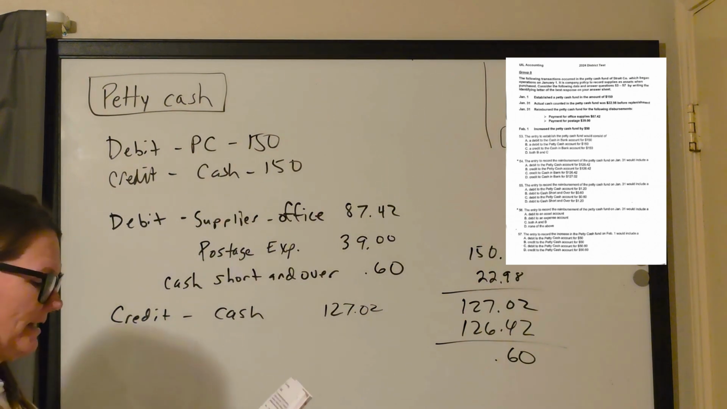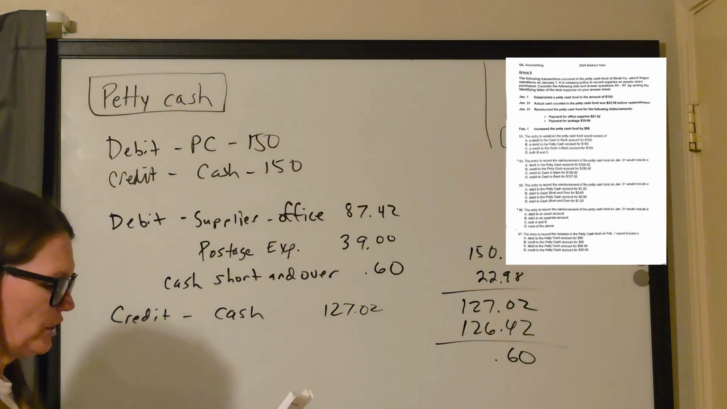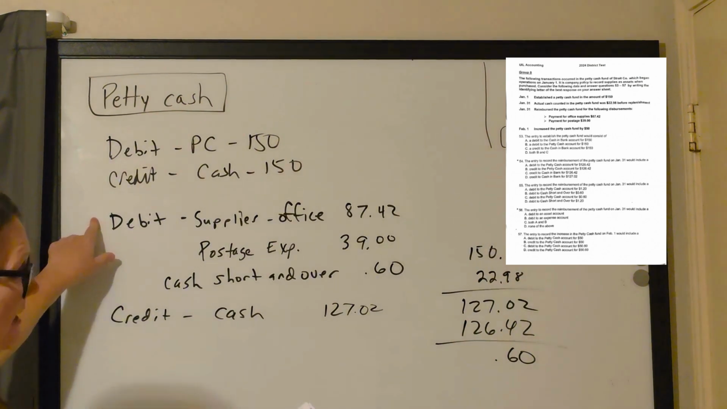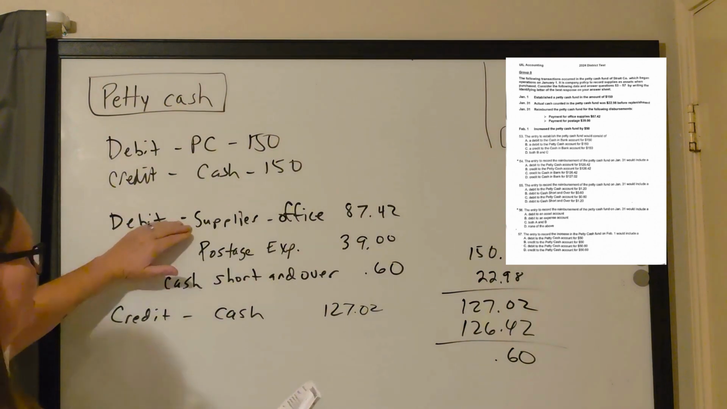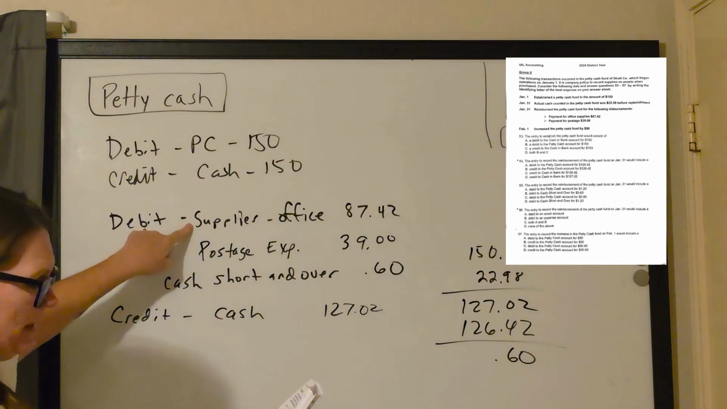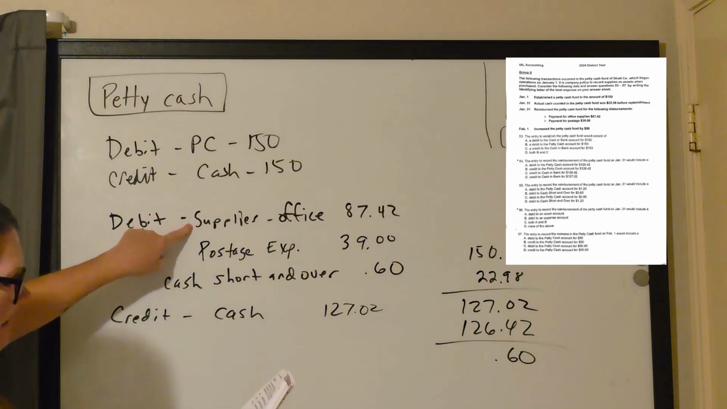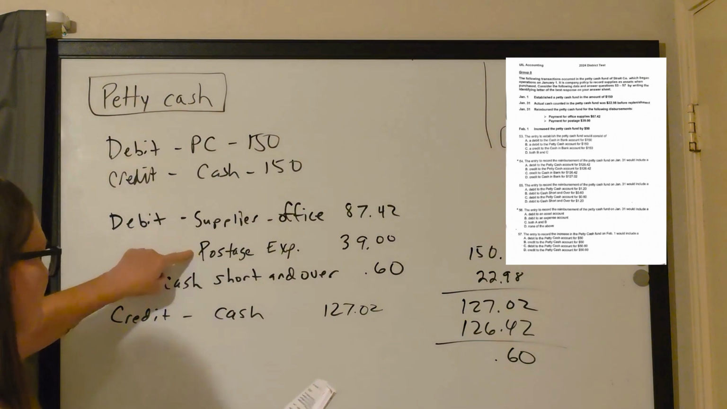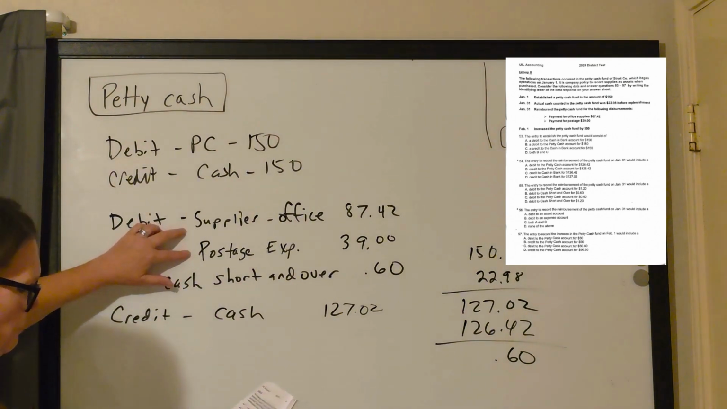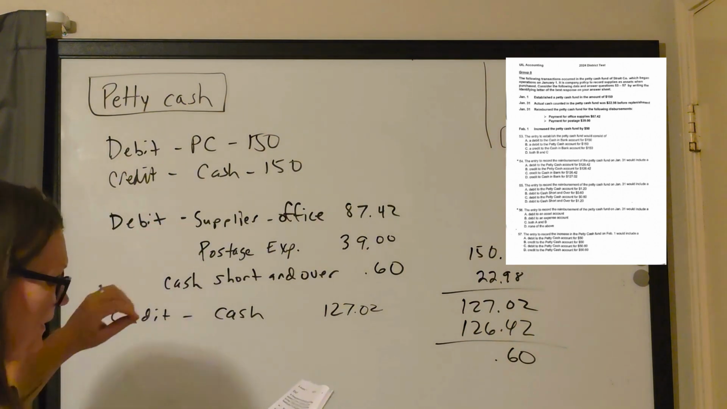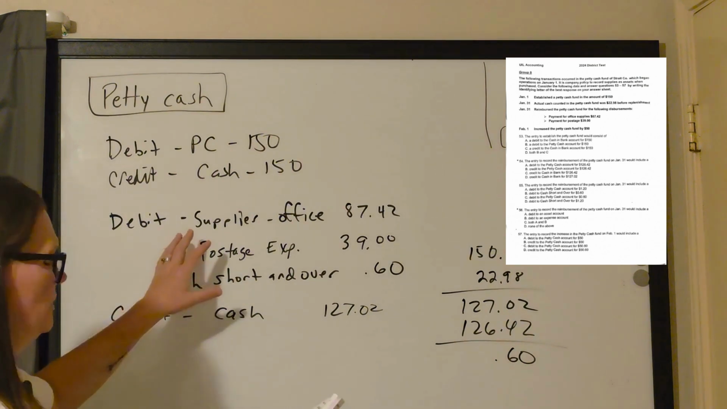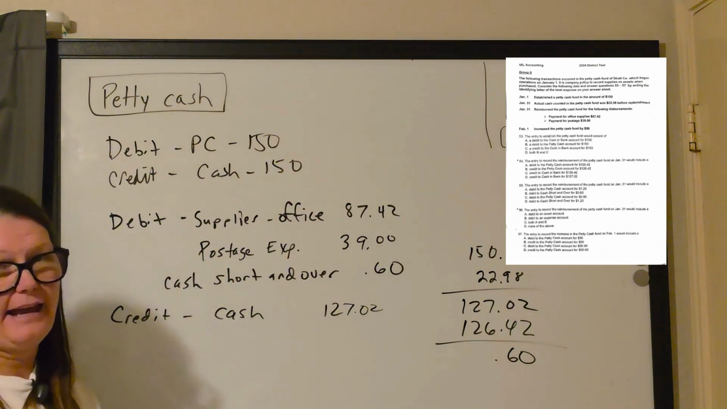All right, 56 is another bonus question. The entry to record the reimbursement of the petty cash fund would include a debit to an asset account. Okay, so supplies office is an asset account. So we want to keep that in mind. And it also says there's a debit to an expense account. Postage expense is an expense account. So that's true also. So then C says both A and B, which is correct. And then D says none of the above. So the answer would be C, both A and B.